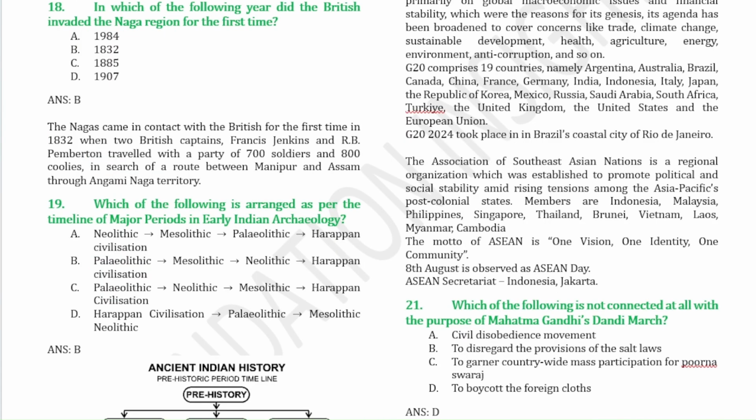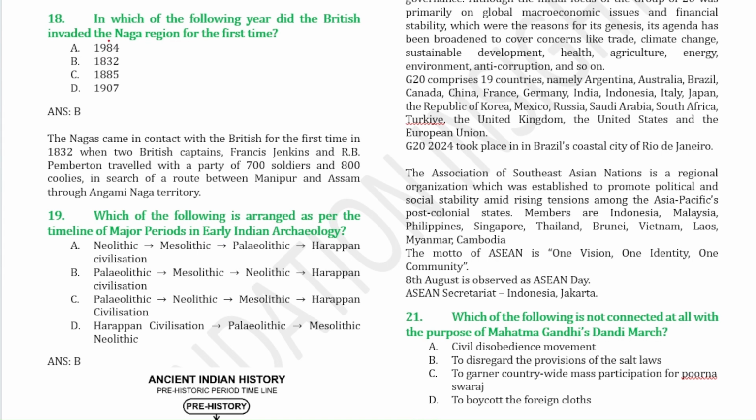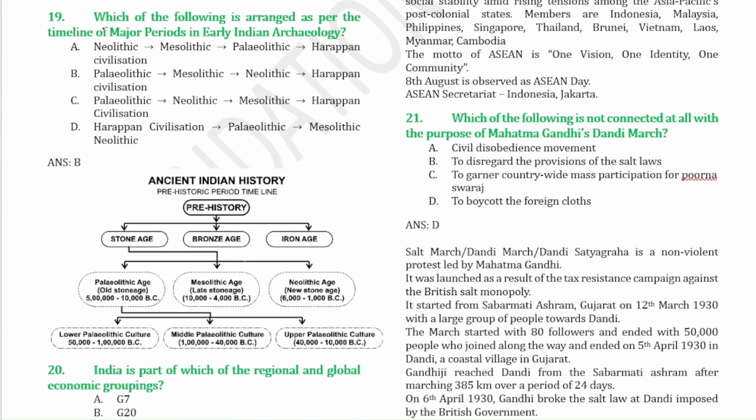Question number 18. In which of the following years did the British invade the Naga region for the first time? The British came in contact with the Nagas for the first time in the year 1832. Question number 19. Which of the following is arranged as per the timeline of major periods in early Indian archaeology? We know after Paleolithic, it's Mesolithic, Neolithic, Harappan civilization. So option number B. You can see here the map is given. You can go through.